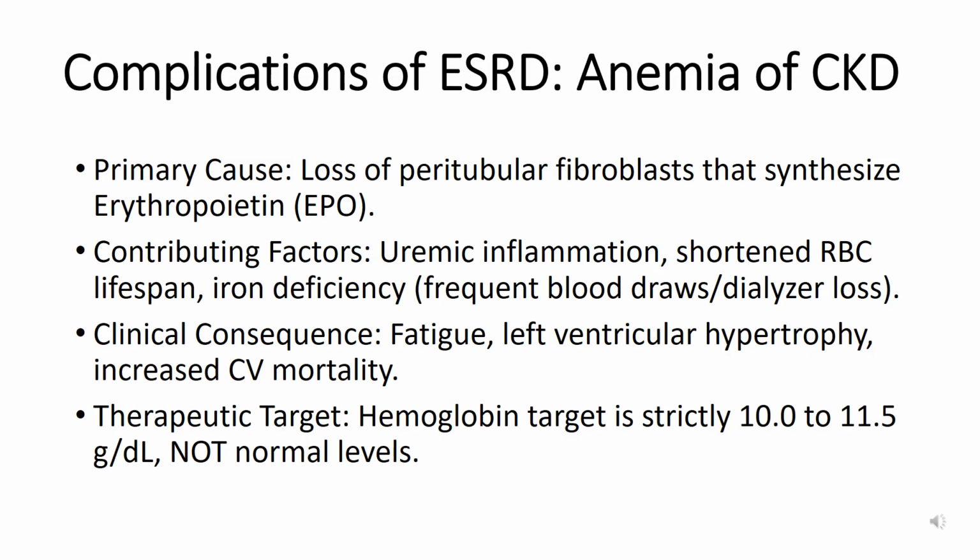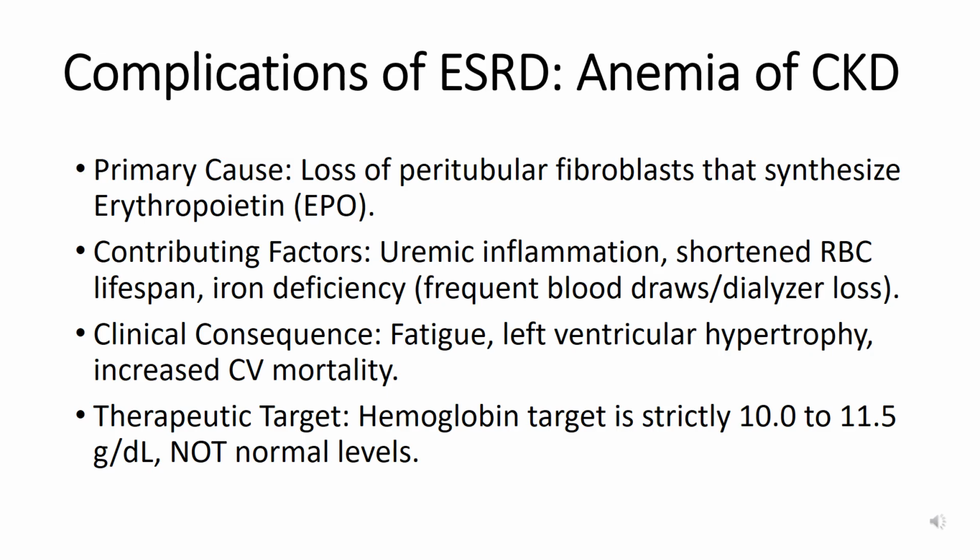Treatment focuses on correcting erythropoietin deficiency. Synthetic erythropoiesis-stimulating agents are commonly used. Iron supplementation is also essential. Without adequate iron, erythropoietin therapy is less effective. The treatment goal is not to normalize hemoglobin completely. Instead, a controlled target range is used. The recommended hemoglobin level is typically between 10 and 11.5 grams per deciliter.